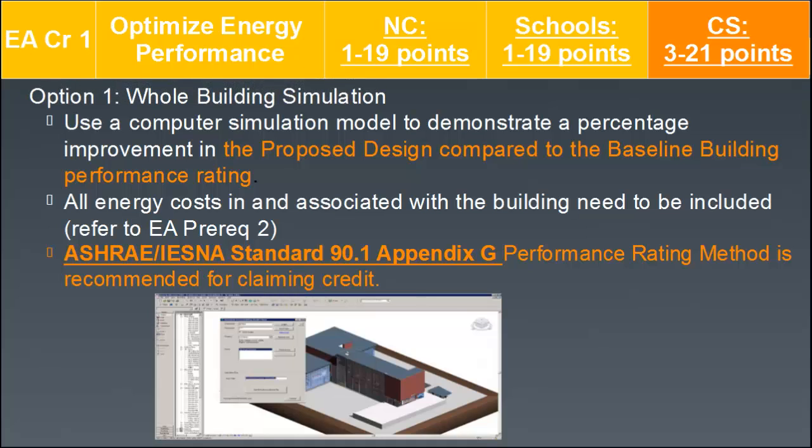Here's a snapshot of an energy model that can comply with option 1, whole building simulation. So you want to use a computer simulation model to demonstrate a percentage improvement in the proposed design compared to the baseline building performance rating. All energy costs in and associated with the building need to be included. This also relates to EA prerequisite 2. Similar to that prerequisite, the standard is ASHRAE Standard 90.1 Appendix G, Performance Rating Method.